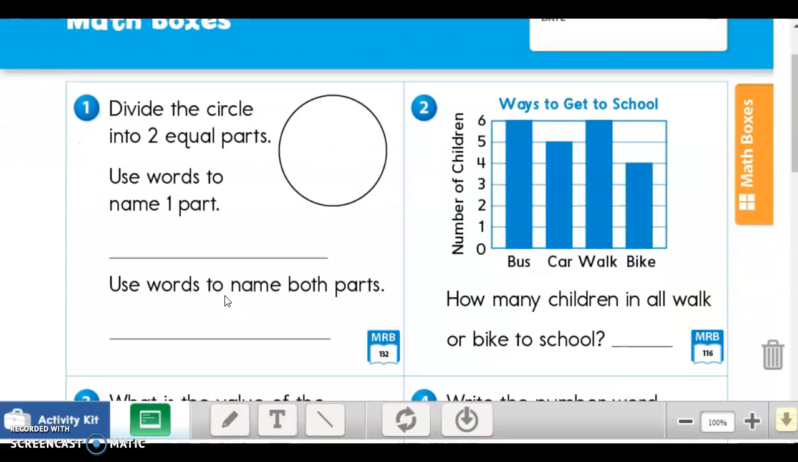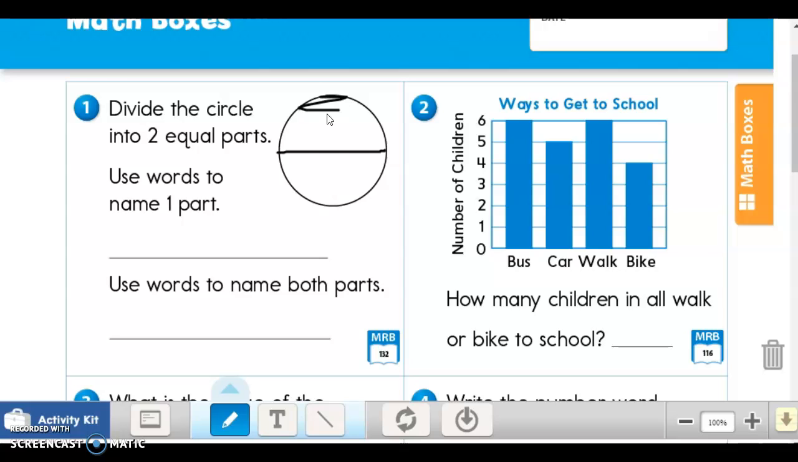Question number one says divide the circle into two equal parts. Let's do that. Okay, then it says use words to name one part. So one part, if I just shaded in one part, what words could I use? I could use words like one half, one out of two. I'm going to use the words one half.